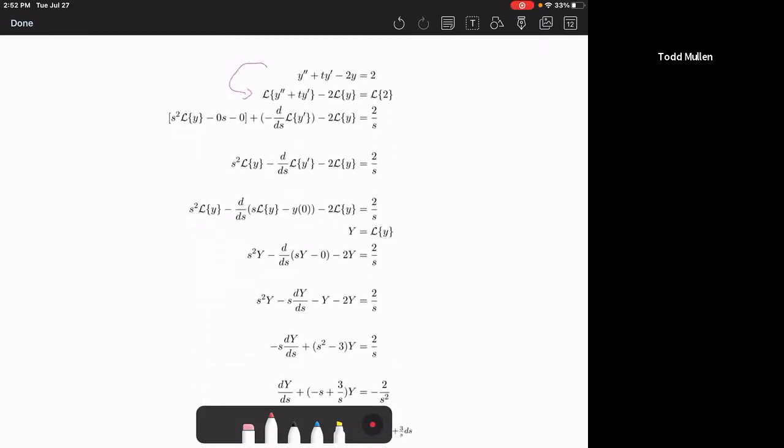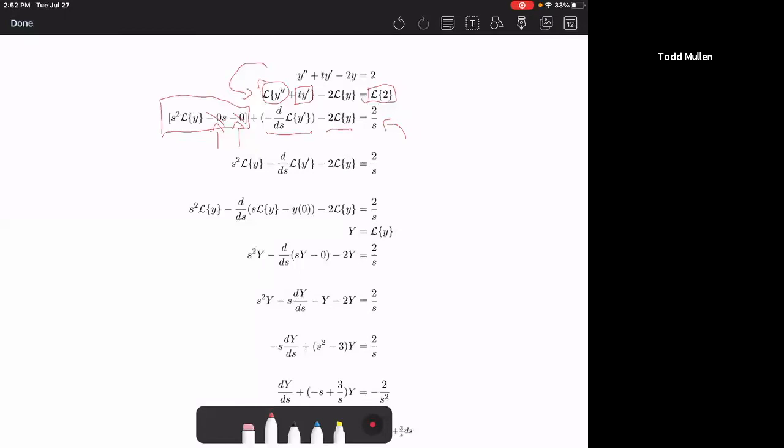We will take the Laplacian of both sides and start breaking it up using our linearity. We know what the Laplacian of y double prime is by now. And this y of 0 and y prime of 0 term, they're just equal to 0 in this instance, so they'll cancel out nicely. Now, here we have to take the Laplacian of ty prime. And as we just stated from our theorem, that is negative derivative of the Laplacian of y prime. And then on the right side of the equation, we can just solve because we know the Laplacian of 2 is just 2 times 1 over s, or 2 over s.